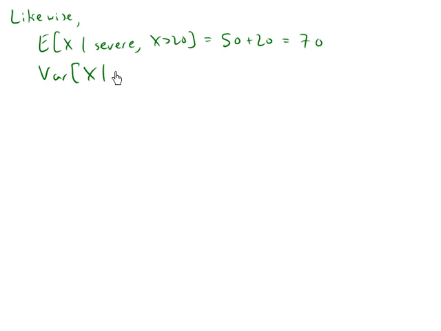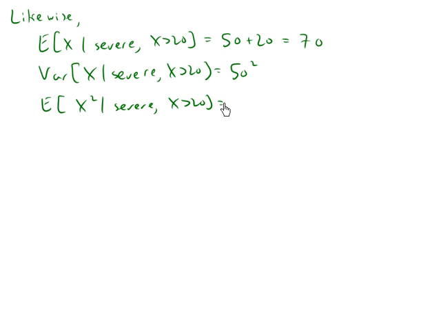The variance of x, given that you have a severe accident and x is greater than 20, conditioning on being greater than 20 doesn't affect my variance for the exact same reason as in the previous problem. This is just the variance of a severe accident, which is the mean squared. And we get that the expected value of x squared, the second moment, given that I have a severe accident and x is greater than 20, is simply going to be my mean squared plus my variance.